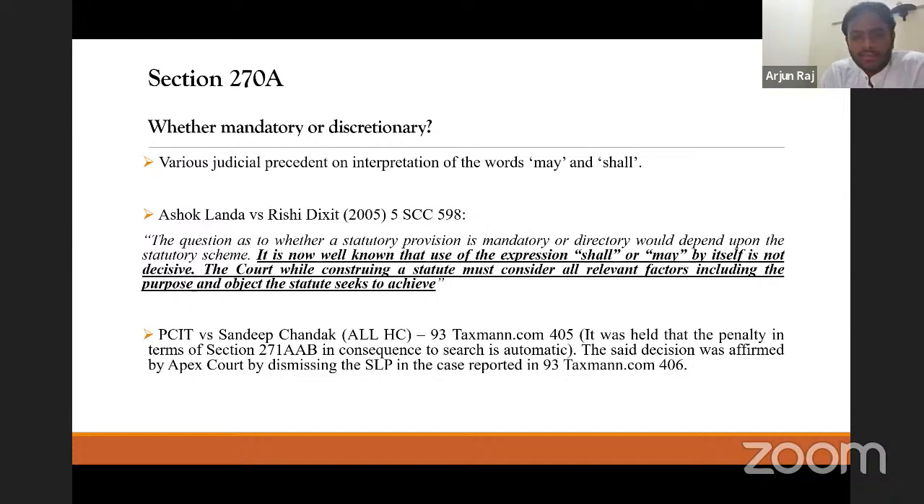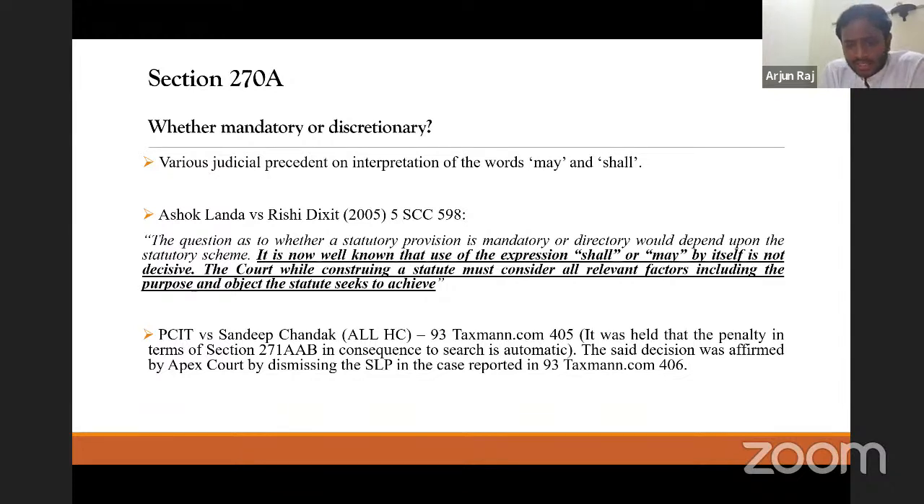Again, on the other facet of it, the intention of the lawmakers was to reduce the discretion vested with the assessing officer. And in this context, there is also a decision of the Supreme Court where they say the question as to whether a statutory provision is mandatory or directory would depend upon the statutory scheme. It is now well known that the use of the expression shall or may by itself is not decisive. The court, while construing a statute, must consider all relevant factors, including the purpose and the object the statute seeks to achieve. So it has to be read along with the intent of the lawmakers.